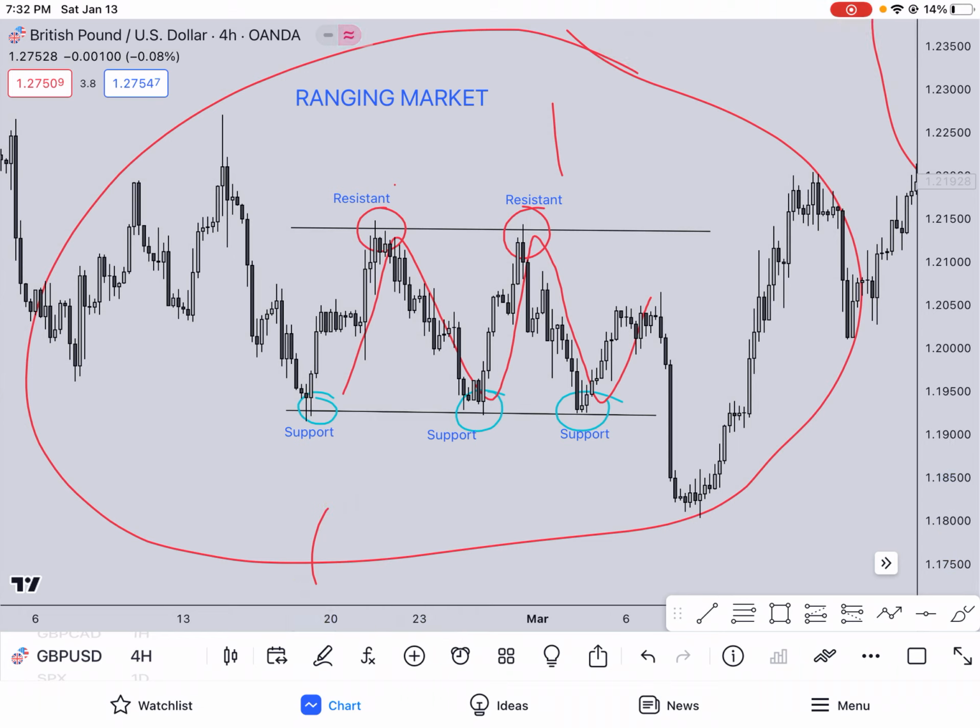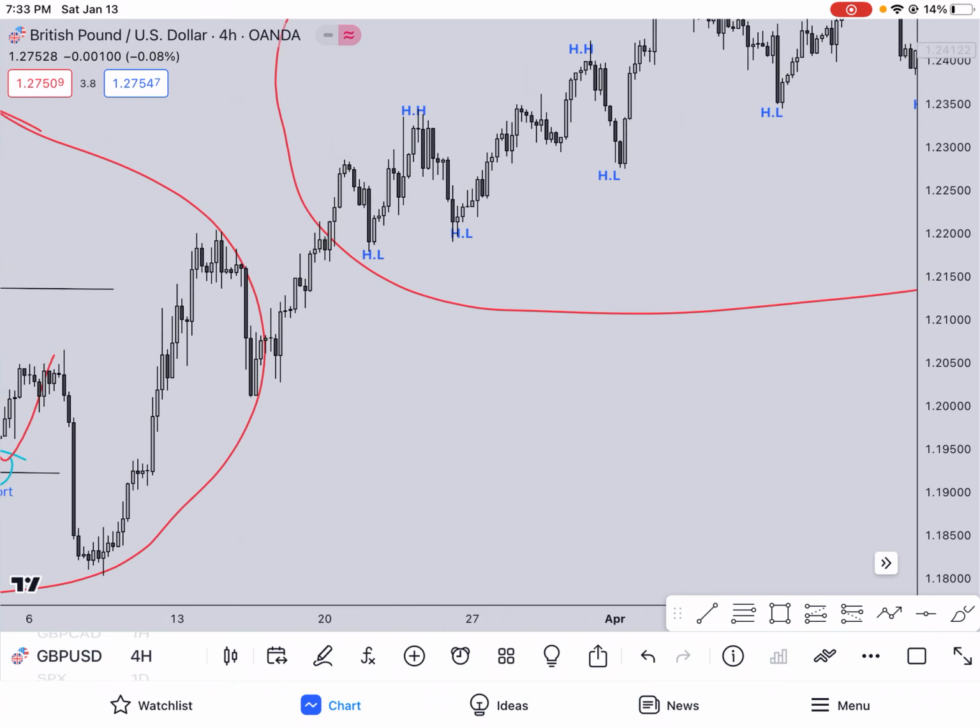Remember, support and resistance are what we trade in the ranging market. Also in the bullish and trending market, there are support and resistance there too. You understand what I'm saying? But we call them higher highs and higher lows. In a trending market, you call them the higher highs and the higher lows. Why? Because they are doing the work there, because the market is playing from one place to the other.